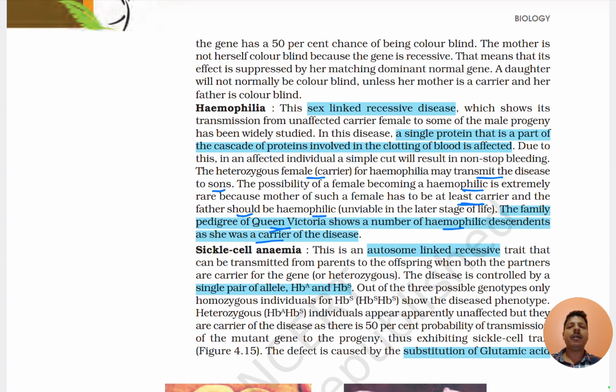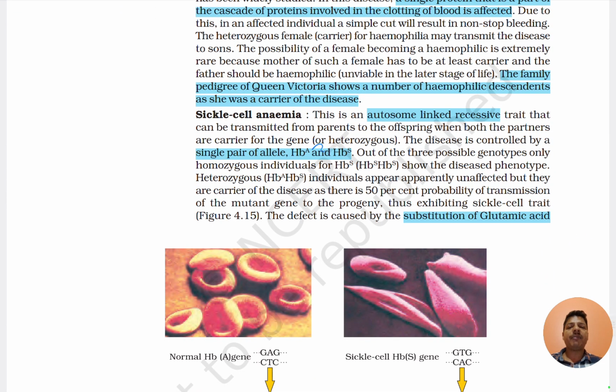Coming to sickle cell anemia, this is an autosome-linked recessive trait that can be transmitted from parents to offspring when both the partners are carriers for the gene. The disease is controlled by a single pair of alleles, HBA and HBS. Out of the three possible genotypes, only the homozygous individual HBS HBS shows the disease phenotype. Heterozygous individuals appear apparently unaffected, but they are carriers of the disease, and there is a 50% probability of transmission of this mutant gene to the progeny.